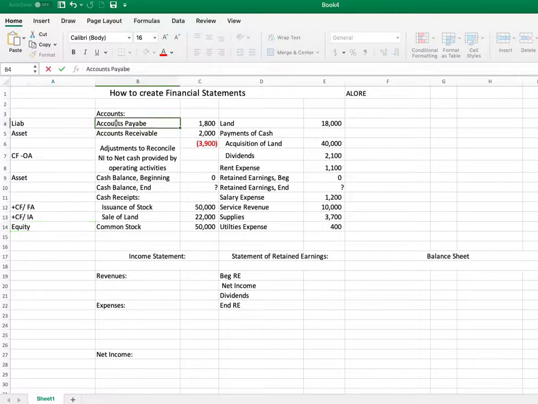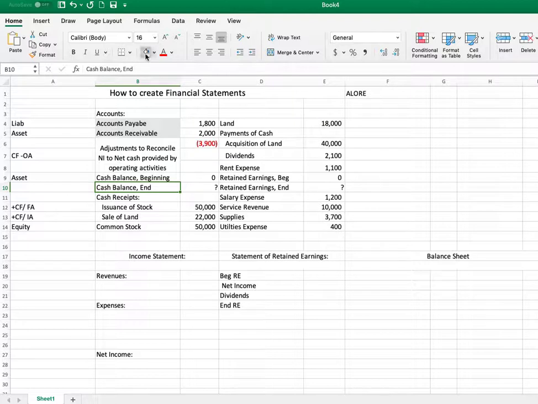So far what we have is accounts payable, and I'm just going to gray these out. Accounts payable is an account. Accounts receivable is an account. And then your asset, cash, is one of the accounts that you're going to use to build your financial statements. And then common stock is an account. Land is also an account, and land is an asset.